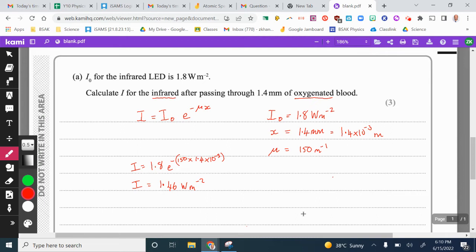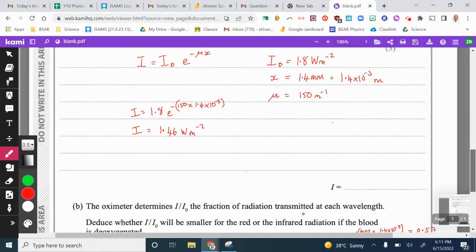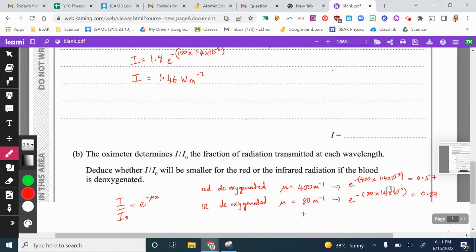We've got 1.8 as the initial intensity. We've now got mu from the graph. We've got the distance of how much blood it's passing through, so we've got x, and we converted it into meters, and we've got an intensity drop of 1.46 watts per meter squared. The second question talks about an oximeter.